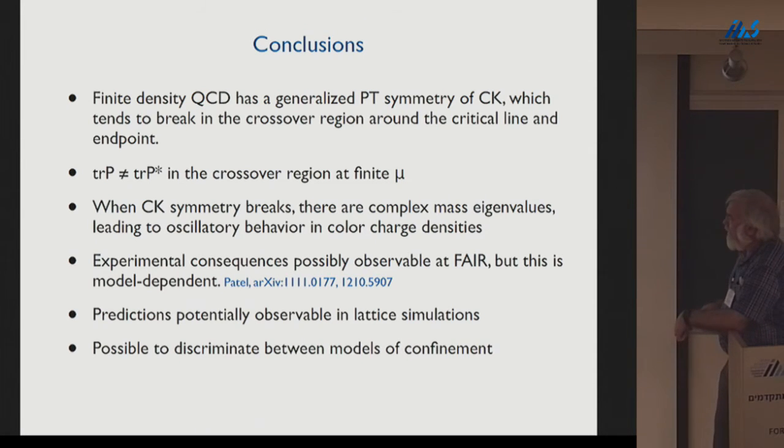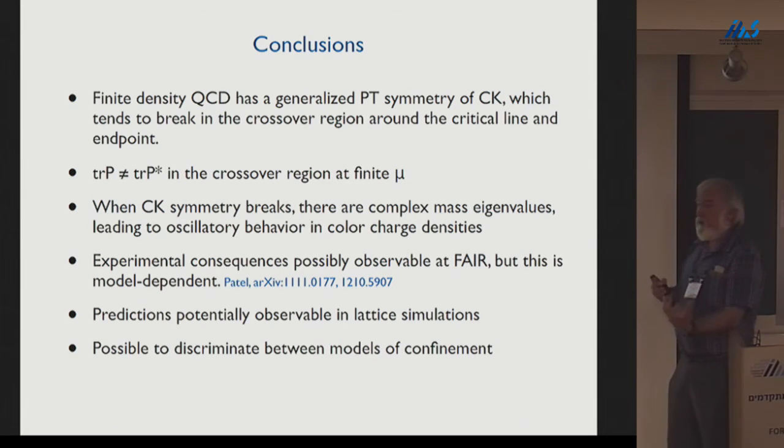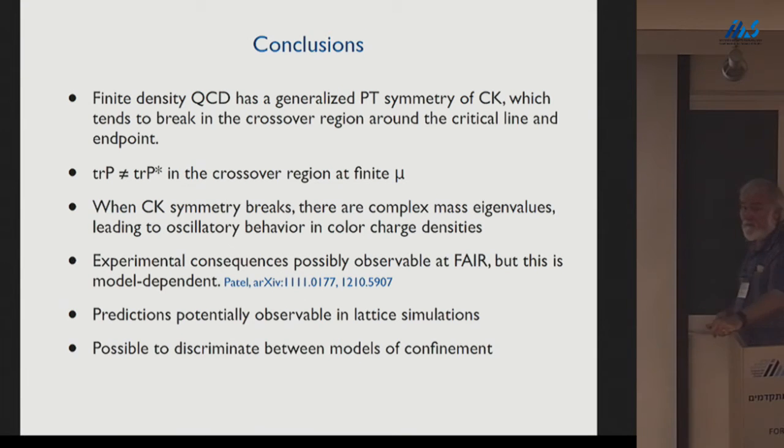When CK symmetry breaks, there are generally complex mass eigenvalues. There's one case where it doesn't happen, but that's kind of a pathological case, honestly. And that leads to oscillatory behavior in the color charge densities, because the Polyakov loop mass is actually this Debye screening length, right? So if you say that it's got a complex part, what you're really saying is that there will be oscillations in color charge density correlation functions.